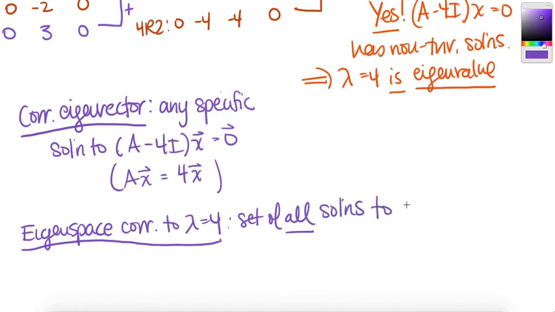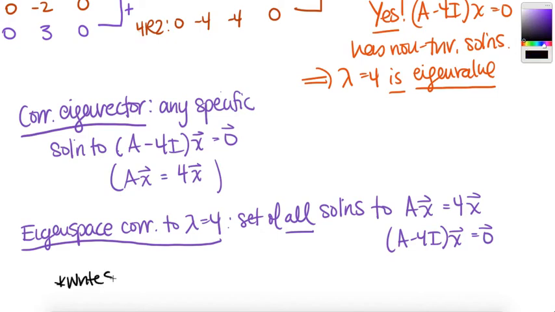solutions to Ax equals 4x, or another way to put it, remember, is (A minus 4I) times x equals 0. That might sound like a lot, but really what we have to do here is just continue our row reduction to write out solutions to this system. So we're going to write our solutions in parametric vector form.